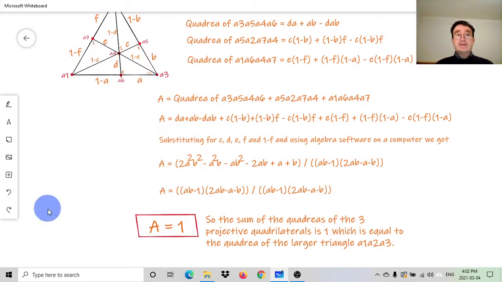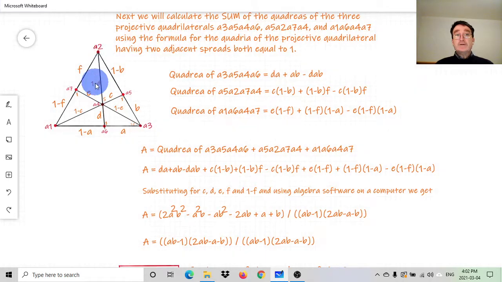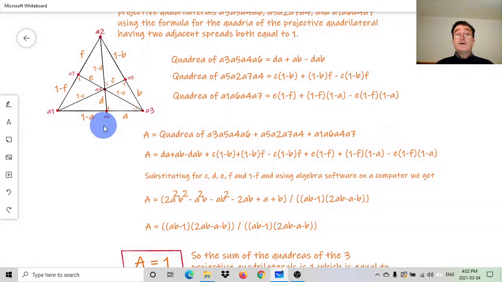which is the same as the sum of the quadria of the three projective quadrilaterals, this one, and this one, those three projective quadrilaterals. When you add the quadria of those together, then it's equal to the quadria of the large triangle A1, A2, A3, which is 1. So that was using the formula for the quadria of the projective quadrilateral where there are two adjacent spreads equal to 1.